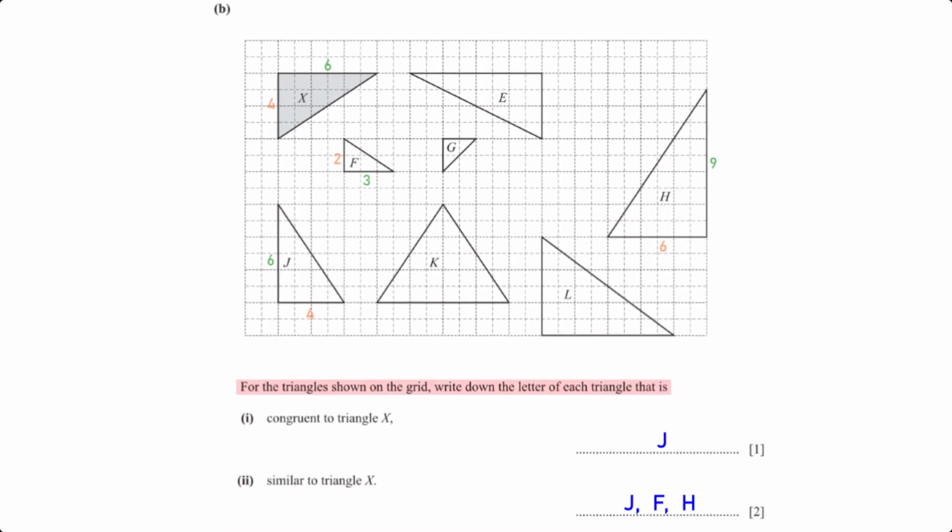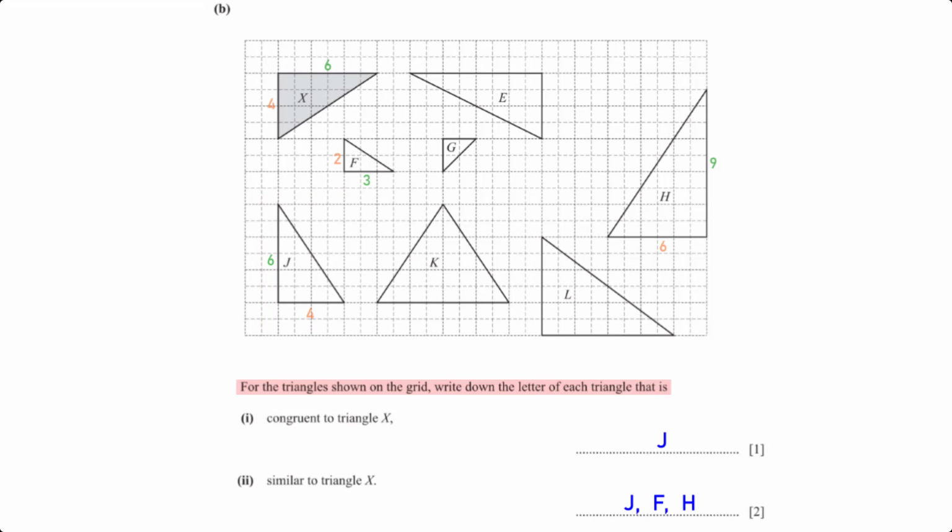For the triangles shown on the grid, write down the letter of each triangle that is congruent to triangle X. Triangles congruent to triangle X must have the exact same size as triangle X. Based on this, we see that triangle J is the only triangle congruent to triangle X.